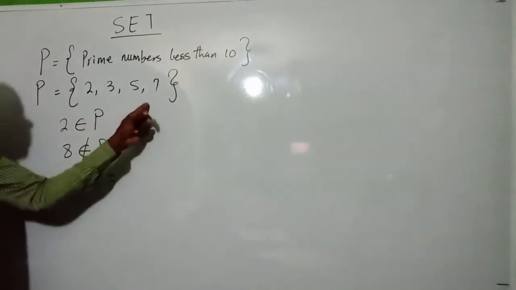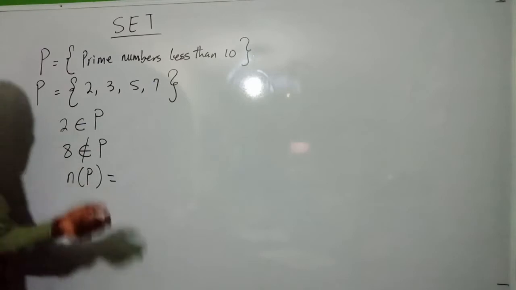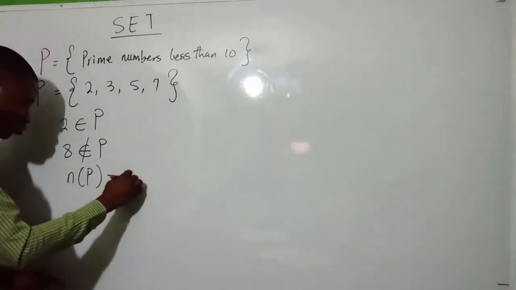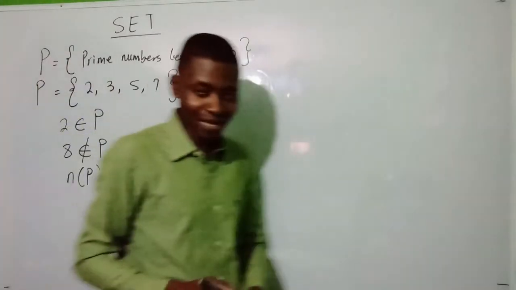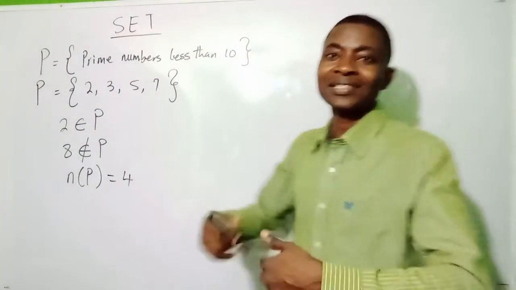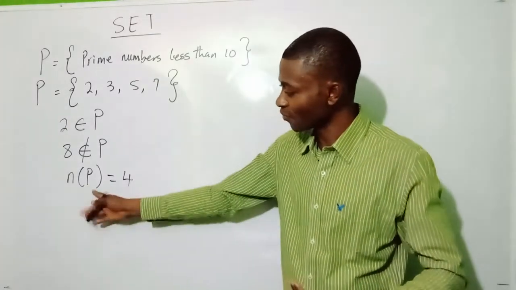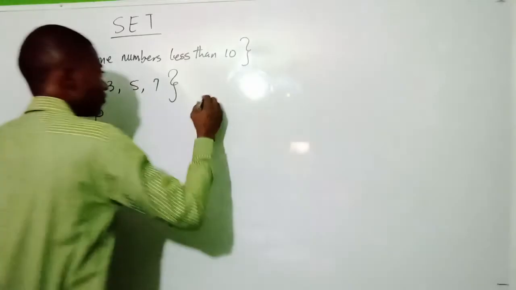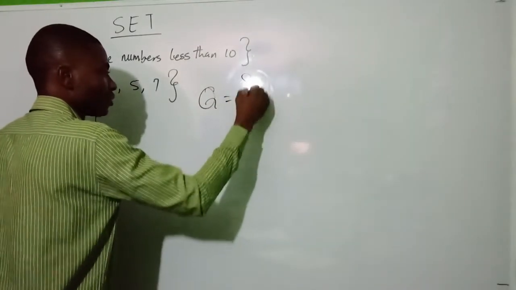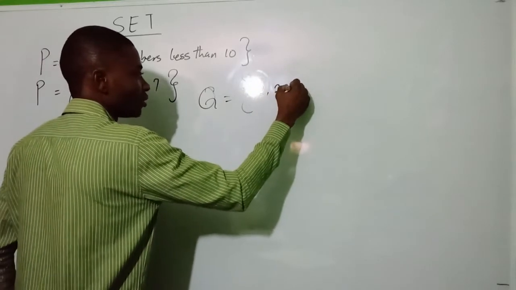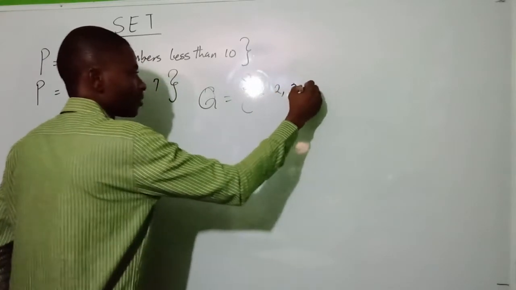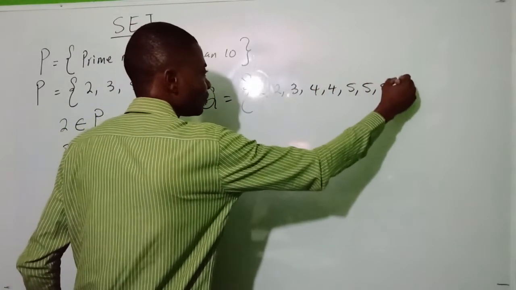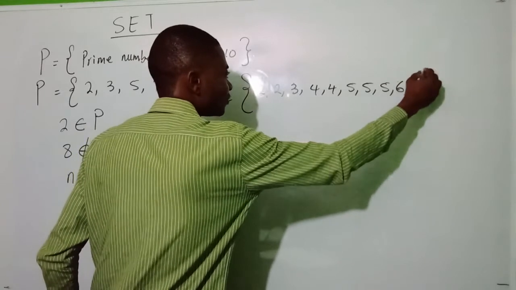And so using the same example, the number of elements in set P, how many are they? 1, 2, 3, 4. So it is just 4. However, take note of this. When you are looking at the number of elements in a particular set, if for instance there is a repetition, for instance I have a set like this, Q. I have 2, 2, let's say 3, 4, 4, 5, 5, 5, 6, 7.